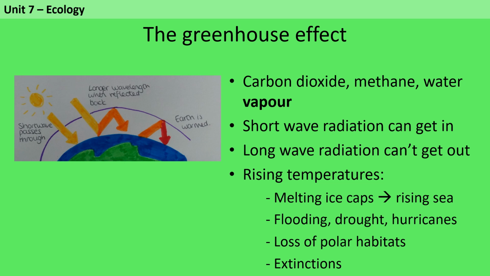The rising temperatures caused by this are leading to lots of serious consequences. As the ice caps melt, sea levels rise, and this can lead to flooding and other extreme weather events like droughts and hurricanes. Polar habitats are being lost, and with them many species are going extinct.